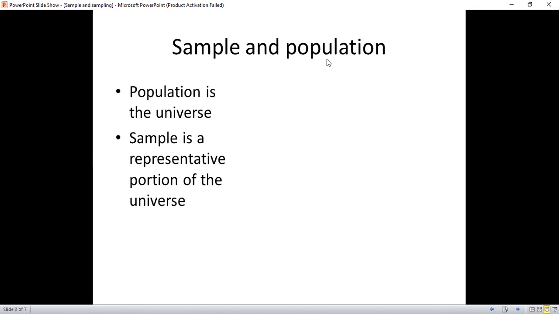So what is the relationship between sample and population? We can understand here that the population is the universe. When I say, for example, that I want to check the stress level of college students, the entire college student population all over the world is my universe, that is my population. However, it is not practical that I can come up with results that I can generalize if I want to take each and every student's data to analyze.